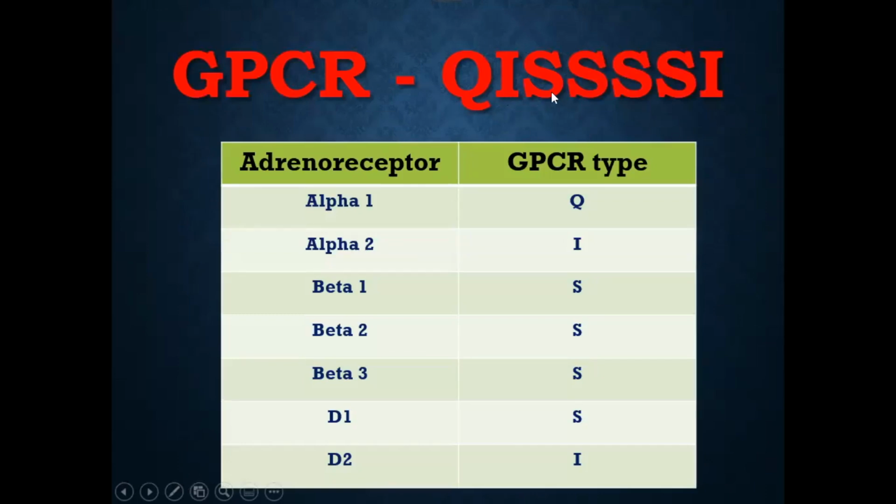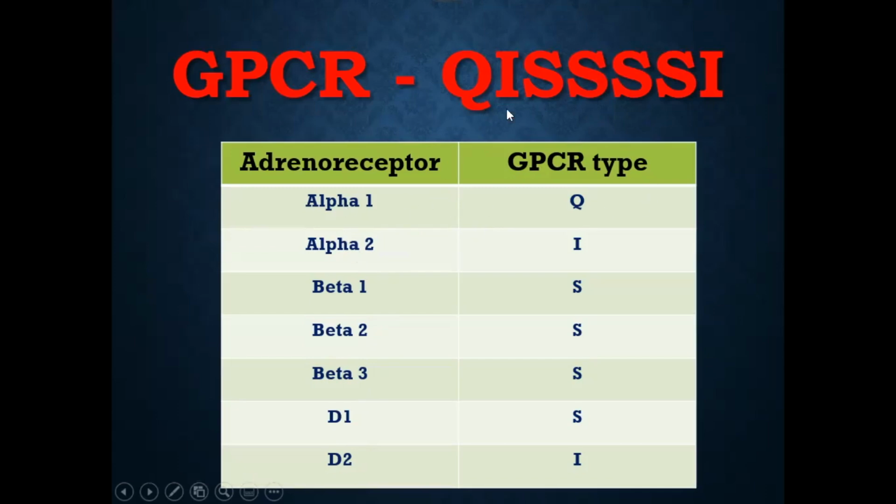The mnemonic is KISS. You have alpha 1, alpha 2, beta 1, beta 2, beta 3, D1, D2. Your alpha 1 works via Gq. So you must know how the Gq receptor works: phospholipase C and IP3, inositol triphosphate, and so on.